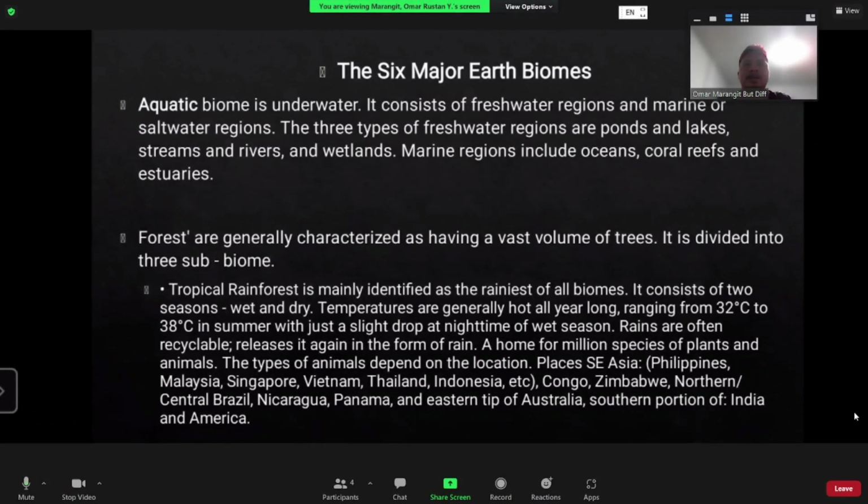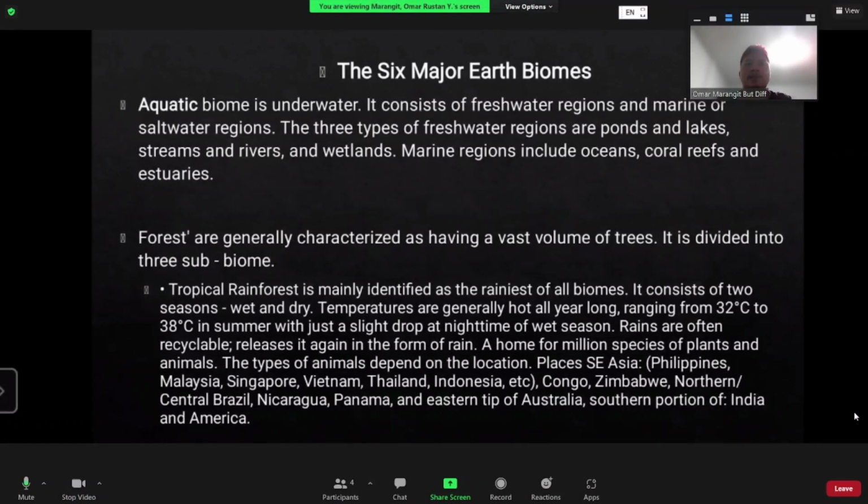Temperatures are generally hot all year long, ranging from 32 degrees Celsius to 38 degrees Celsius in summer, with just a slight drop at night time of wet season. So, sa tropical rainforest, mas mahaba daw yung panahon na mas mainit dito na naglalaro sa 30 degrees Celsius up to 38 degrees Celsius tuwing summer. Bihira lang din daw umulan dito o yung tinatawag na wet season.